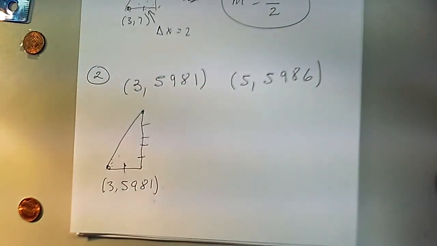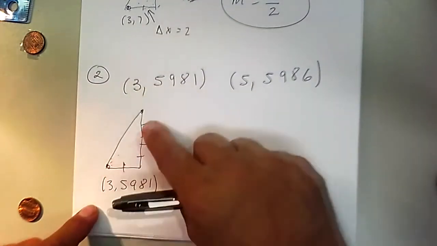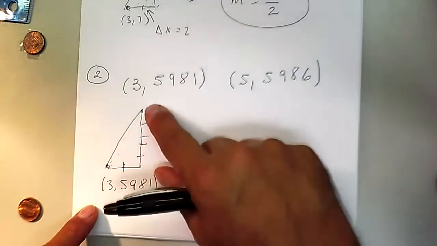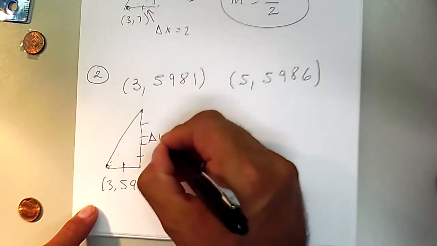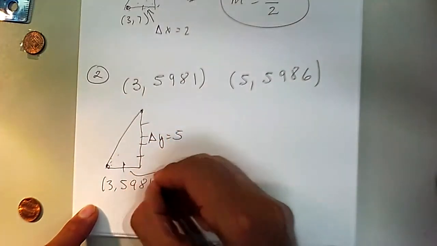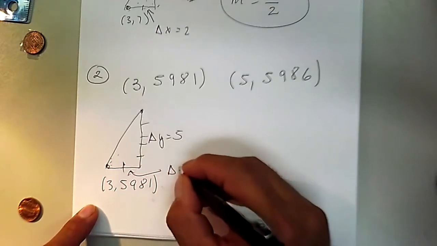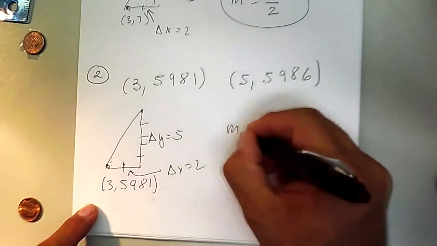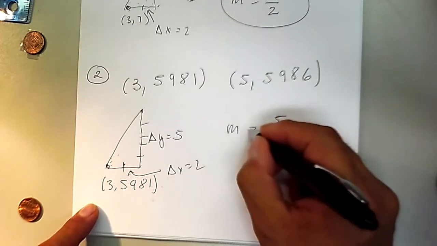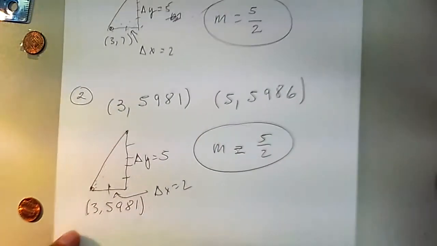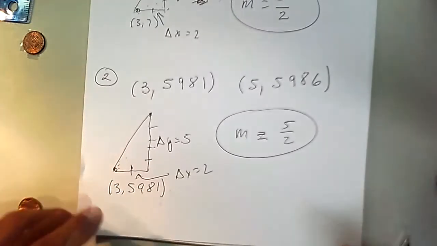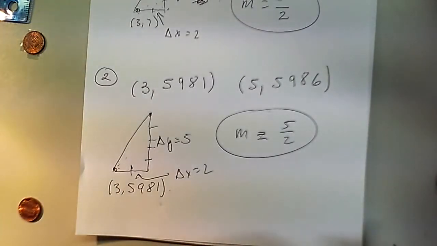Here, even though this is way sky high, 5,981 is a huge, gigantic output. The slope is still, from this point to this point, 5 units. Delta y is 5 units. This guy is still 2 units. And so the slope is 5 over 2. So the slope measures how much we change. The slope does not measure the output itself. It only tells us how much something is changing.